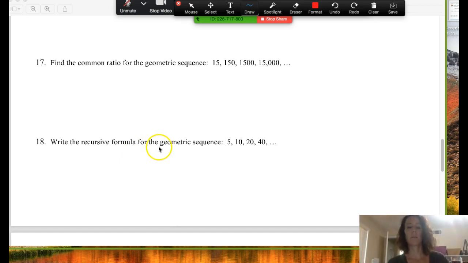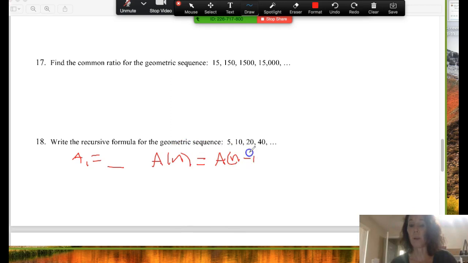Okay, so let's look at the recursive formula. The recursive formula is different than the explicit formula. The recursive formula just tells us how to find the sequence. So first you have to tell me what the first term is. So I have to know where to start. Then you're going to tell me to find any term after that. You're going to take the previous term. So this is any term. You take one before it and multiply it by the common ratio.